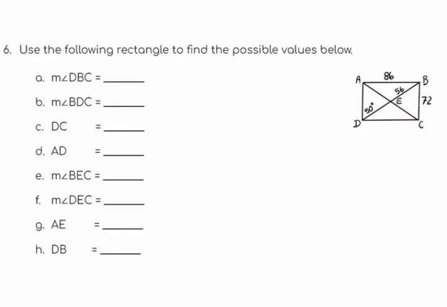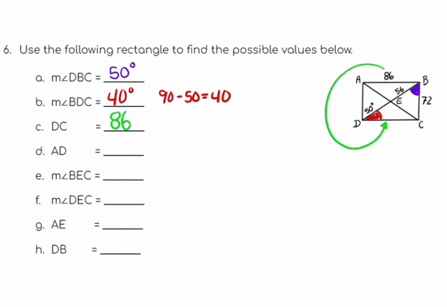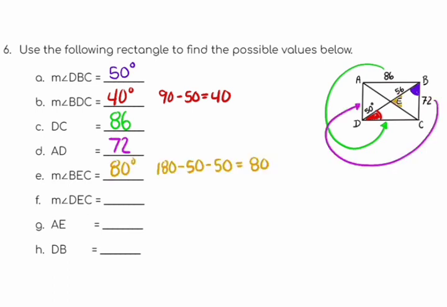Here are a few properties of rectangles. Look in the bottom left corner, it's 50 degrees. That means that the angle on the opposite corner on the inside will also be 50 degrees. For the red angle, since the angles of a triangle add up to 90 degrees here and the one is 50, that means the remaining angle is 40. Opposite sides of a rectangle are equal, so 86. Repeat, opposite angles of a rectangle are equal, so 72.